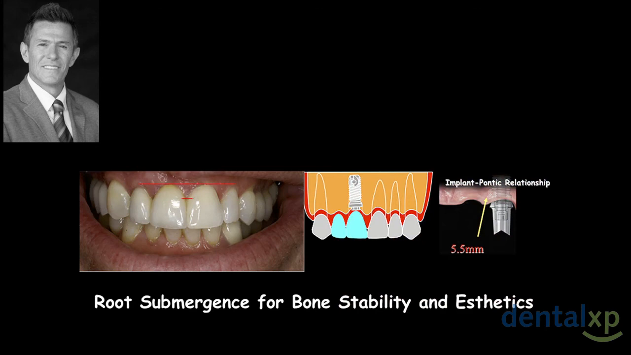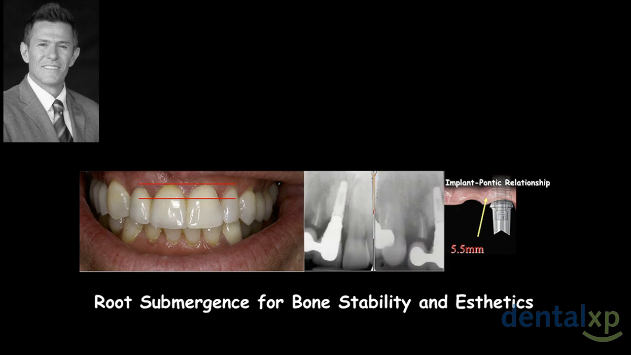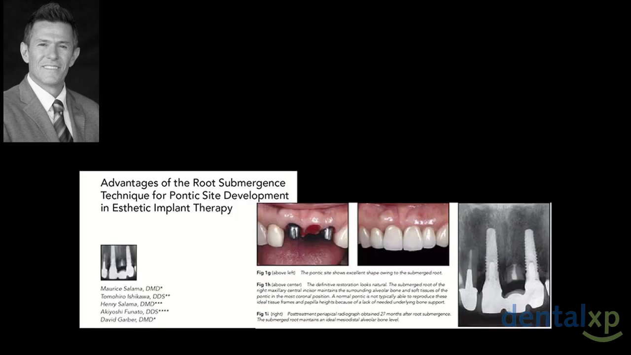And what we decided to do is, rather than place another implant or use the tooth as an abutment, we submerge the root underneath the bone, maintaining the bone around the root, maintaining that very important interproximal bone, and then place soft tissue over the top and use it as an ovate pontic. And this is something that we published on over 10 years ago. We called it the RST, or root submergence technique, for bone stability and aesthetics in very demanding anterior implant aesthetic restorations.